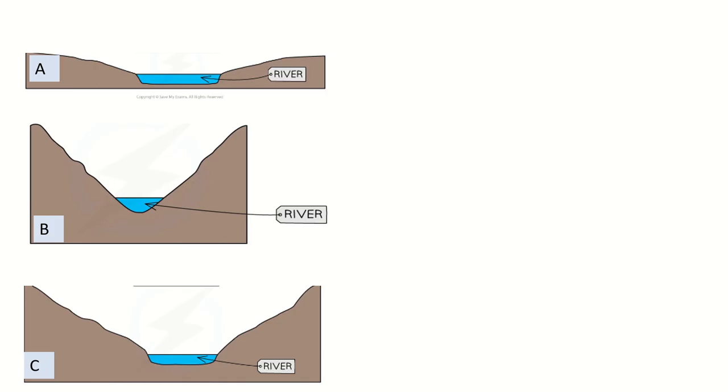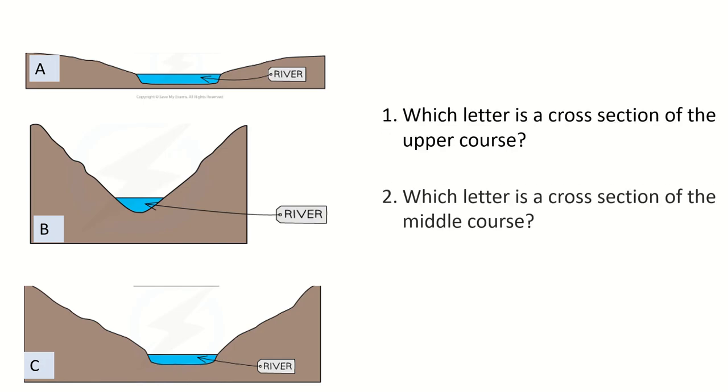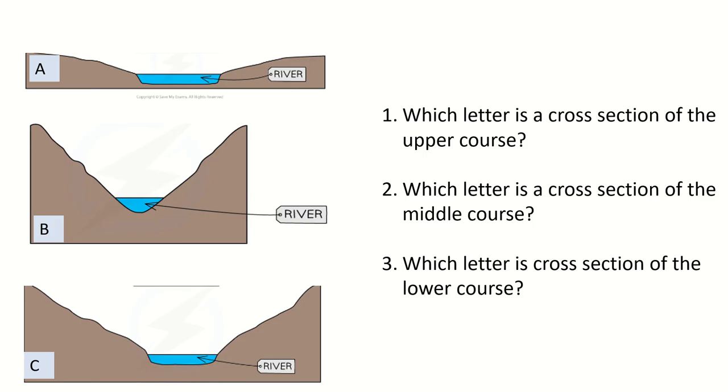Moving on to some rivers questions. Now, you can see 3 cross sections of a river. A cross section is, imagine you could cut that river in half and see what it is. Three letters: which is the upper course, which is the middle course, and which is the lower course? Pause, answer, unpause.